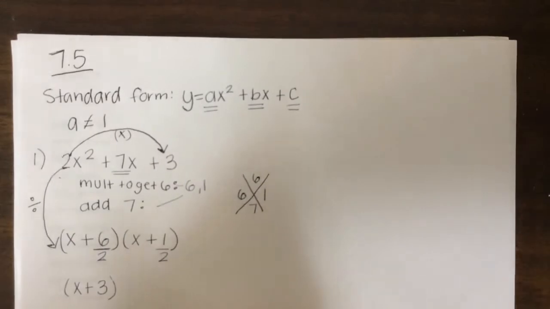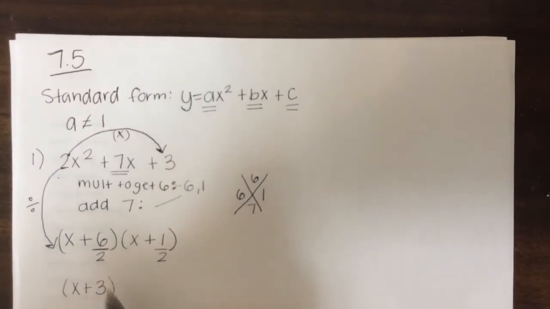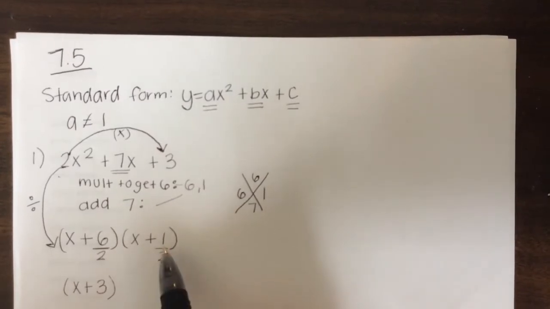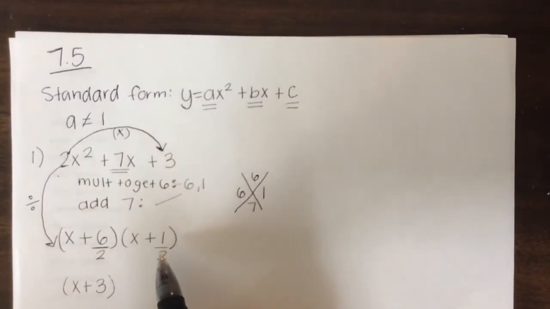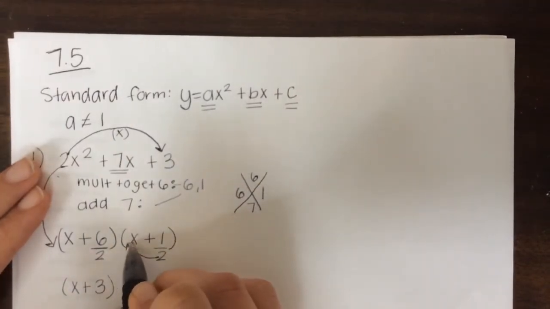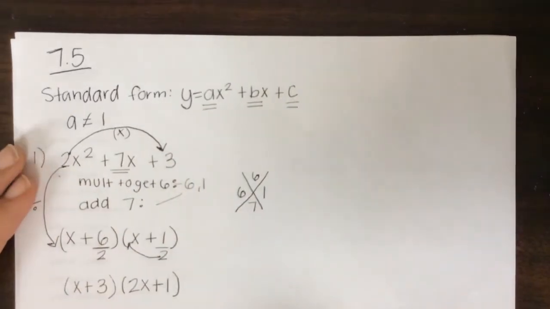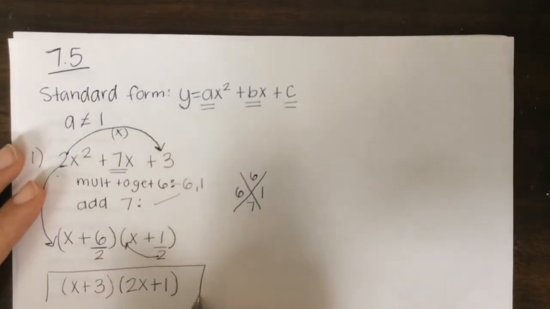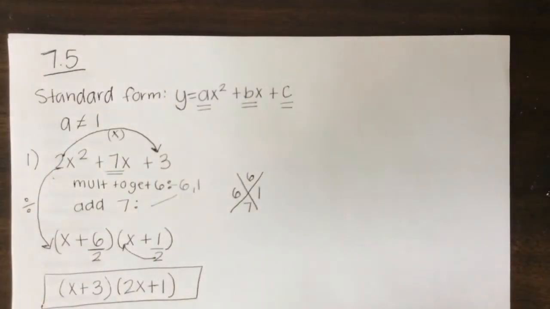What I like to call that fraction is an ugly fraction. We like nice, pretty, even whole numbers. And so anytime we get a fraction that's completely reduced that we can't do anything with, we do a last step of a slide, and the 2 slides right back in front of that x. So instead of writing x plus 1/2, we write 2x plus 1. So here is the factored form of 2x squared plus 7x plus 3.